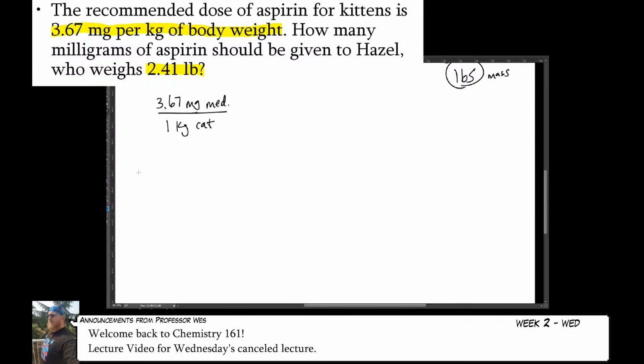So that's my conversion, and then the amount that I'm going to start with is her weight. And because I have 2 masses in this, I don't want to mix them up. I'm going to indicate that that is the mass of the cat. So let's go over here. We're going to take pounds of cat, and I want to figure out how many milligrams of medication should be given to Hazel.